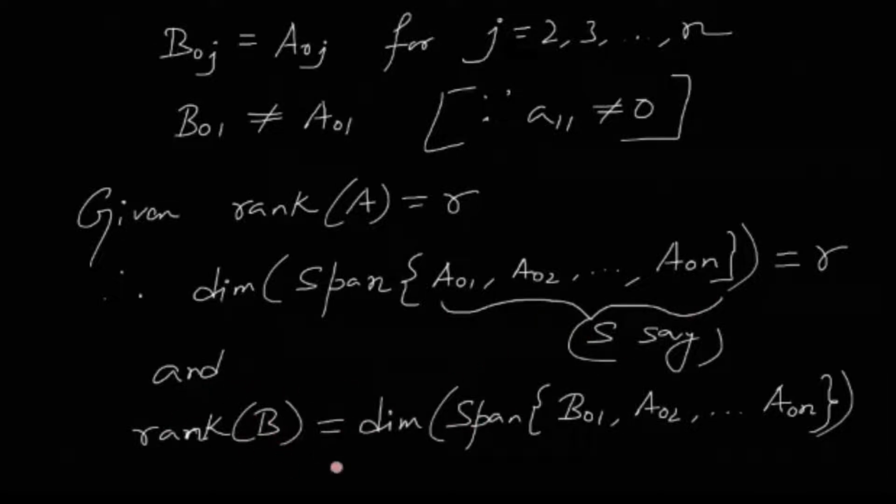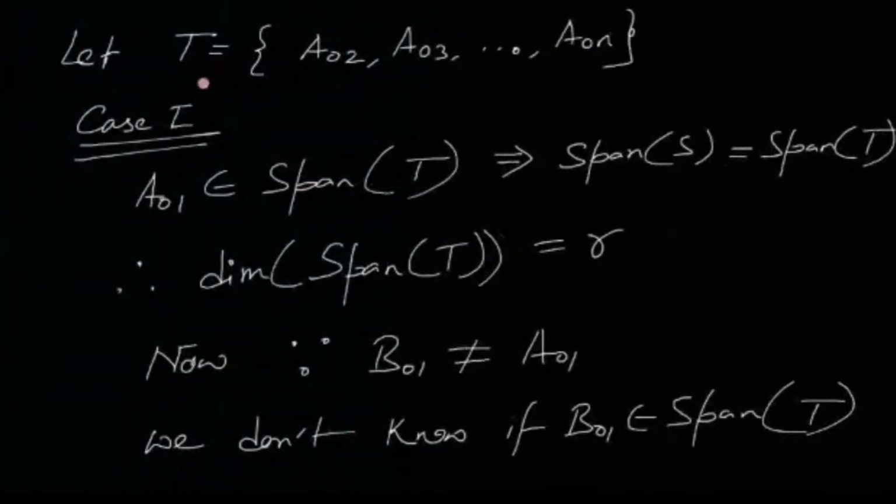The rank of B, similarly, is the dimension of the span of B01, A02 up to A0n, because obviously B02, B03 are all the same correspondingly. So I'm just replacing those by A02, A03, and A0n. So the rank of B is the dimension of the span of this set. Now let us define T to be the set A02, A03 up to A0n. That means just taking out the A01 vector from the set S, and the remaining set is called T.